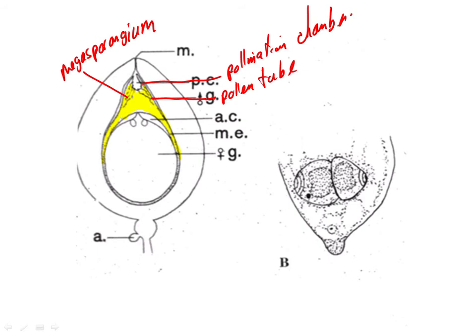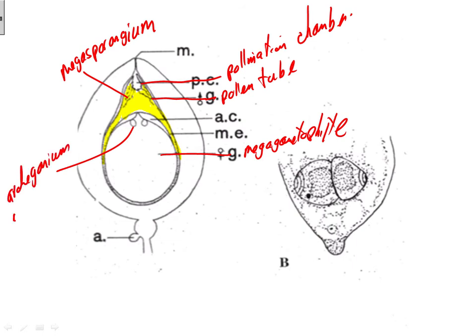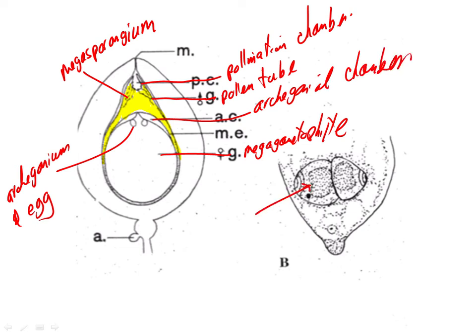And the female gametophyte has now formed. In the earlier stage we looked at, there was no female gametophyte. That megaspore has now grown into the megagametophyte. And inside that megagametophyte, we of course have the archegonium and the egg. And here is the archegonial chamber, where our pollen grain is going to just drop our sperm. So this would be the pollen tube at the time when it's entering the archegonial chamber.